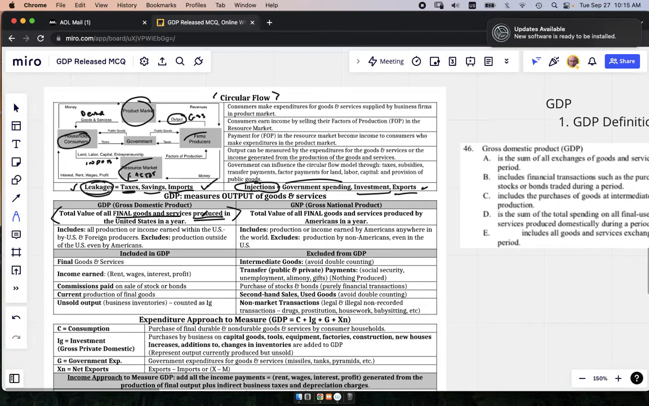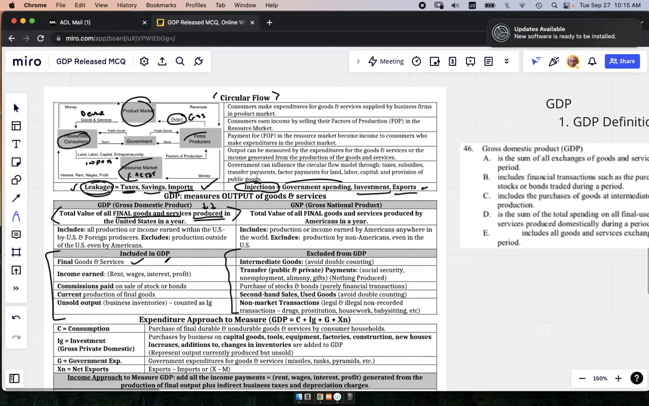Even if things are consumed, if they had said the value of all final goods and services consumed in the United States, well, that includes used goods. So that would not be a right definition. It has to be what's produced in that year, all final goods and services. A big part of what GDP tests for are these things that are included and excluded.